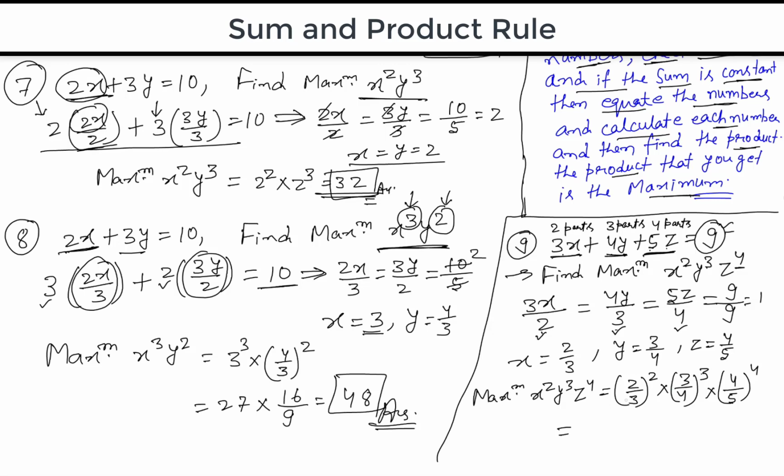So 3 cube by 3 square, so 3. 2 square is 4. 4 to the power 4, and this is 4 to the power 3. So 4 into 4, 16. Divide by 5 to the power 4. Check the calculation again. 2 square is 4, and this is 4 cube. This is 4 to the power 4. So 4 into 4, 16. 3 cube by 3 square, that is 3. And 5 to the power 4. So it is 48 divided by 625. That's the answer.